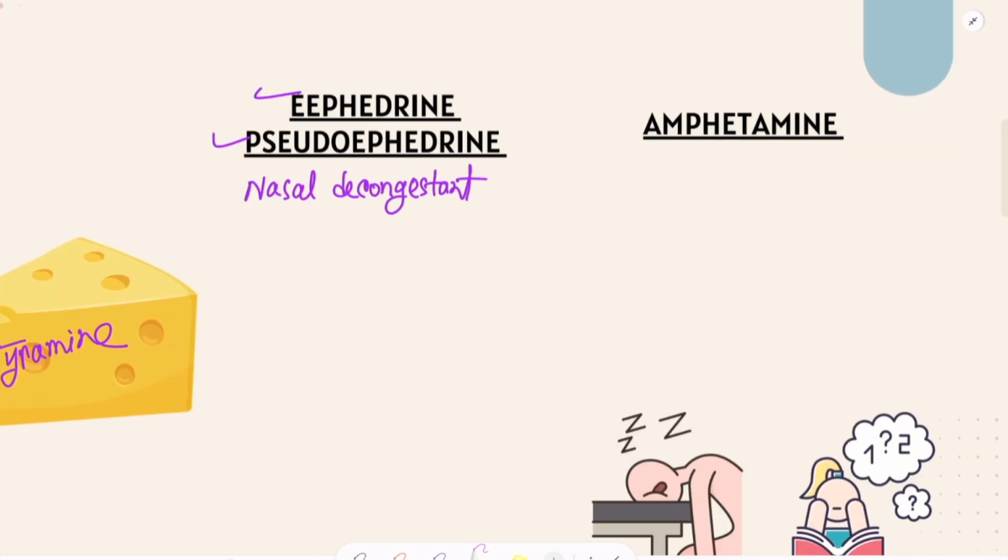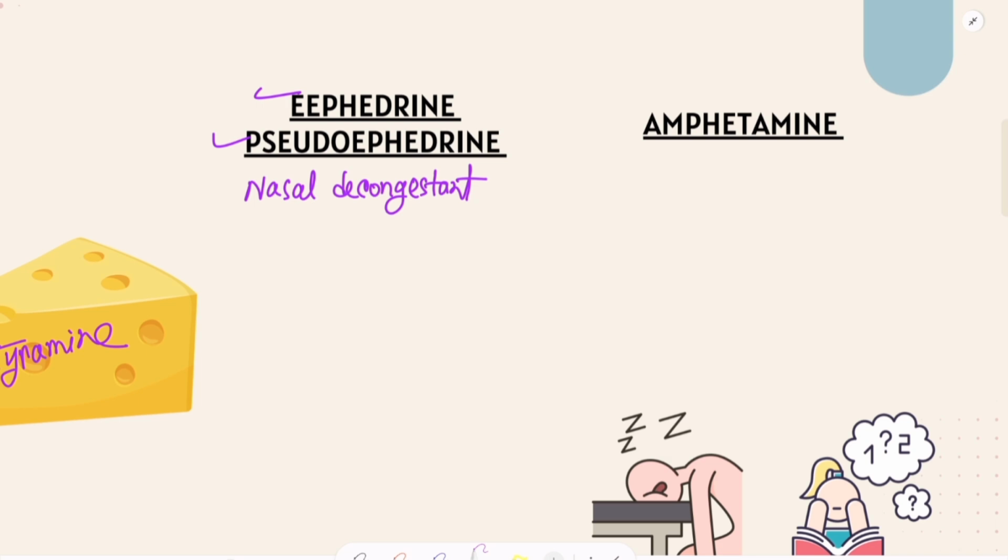How do these work as nasal decongestants? As they stimulate the alpha 1 receptor, they cause vasoconstriction. So blood supply to the nasal mucosa is reduced, and as a result there is less edema and less fluid secretion. So ephedrine and pseudoephedrine act as nasal decongestants.